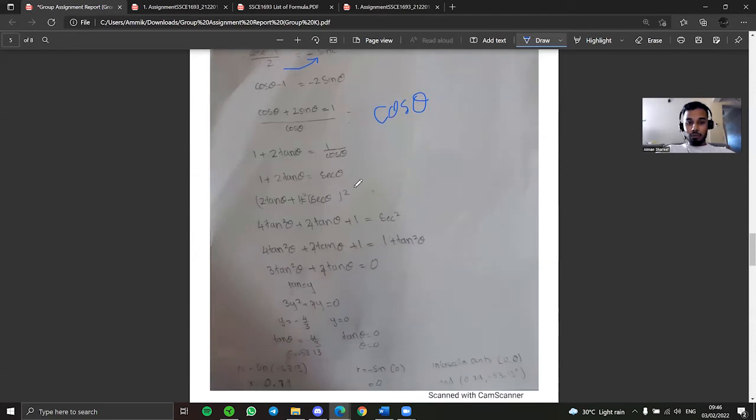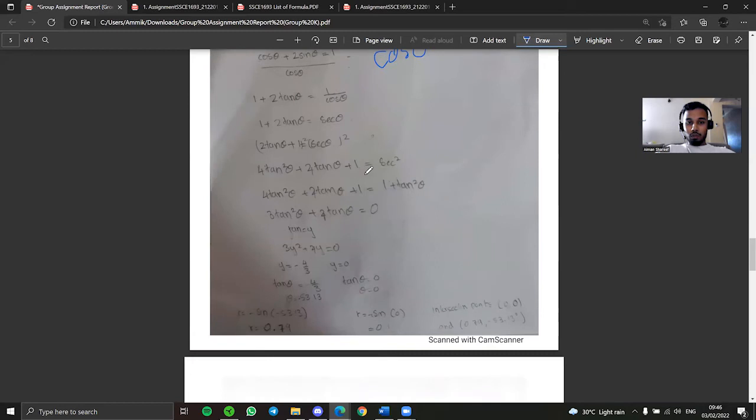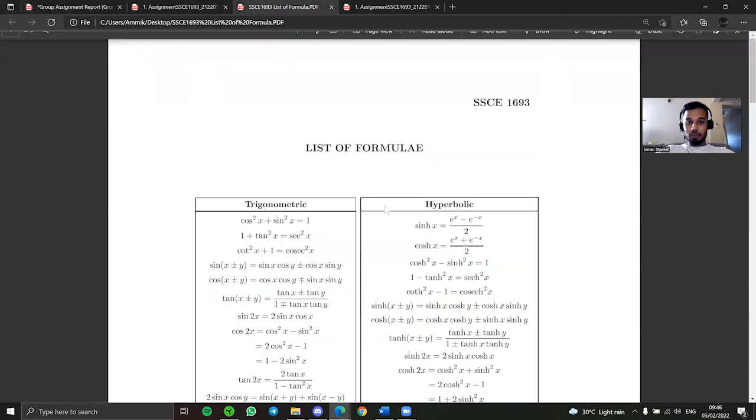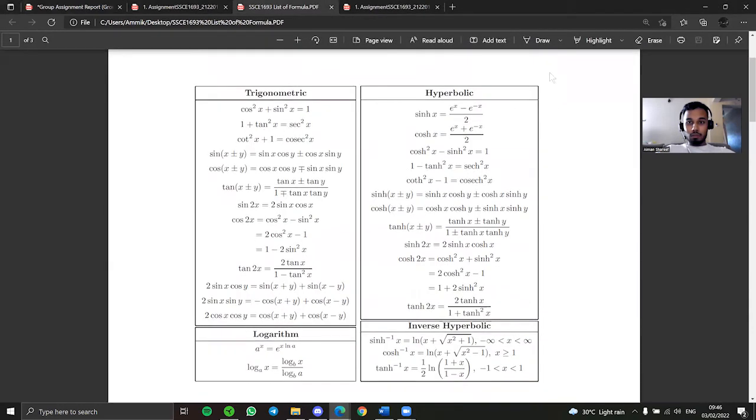After we square both sides, we get 4 tan squared theta plus 4 tan theta plus 1 equals sec squared theta. And we can write sec squared, as we look at the formula sheet, as 1 plus tan squared equals sec squared. So we can write sec squared as 1 plus tan squared.